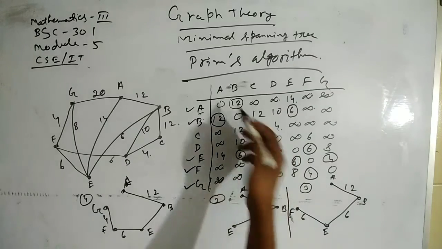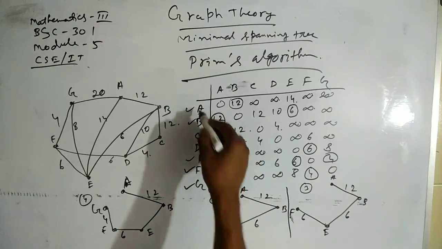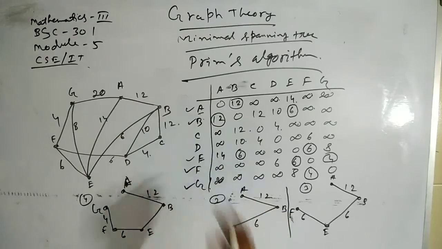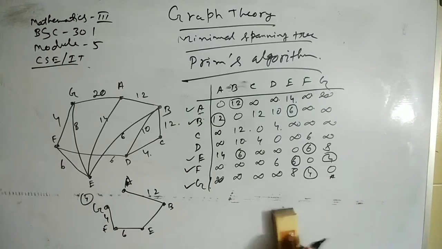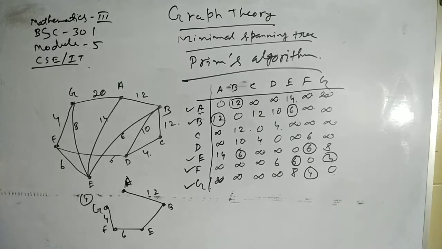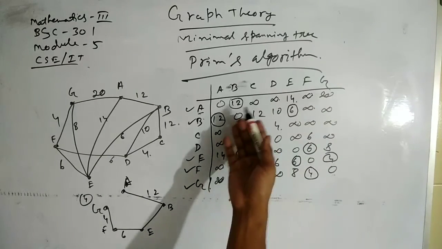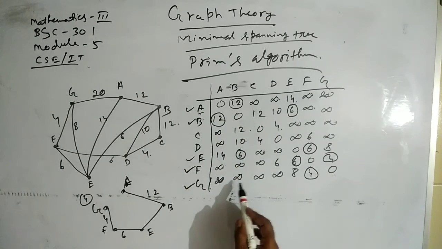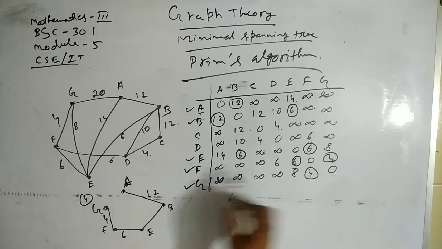Sorry, we have to take 1, 2, 3, 4, 5, 6, 7, that is 6 edges. So after drawing these vertices, we have 1, 2, 3, 4, 5 rows, and we have to choose the minimum weight in these 5 rows. Okay, so in these 5 rows, what is the minimum weight? You have to eliminate the marked weight. Excluding the marked weight, you have to choose the minimum weight. So 6 is the minimum weight. You can see that, this edge is FD.